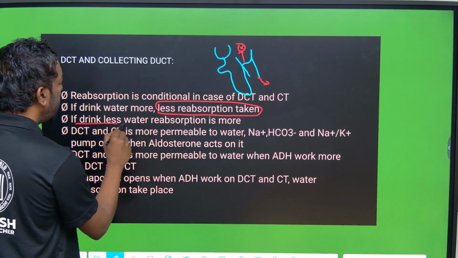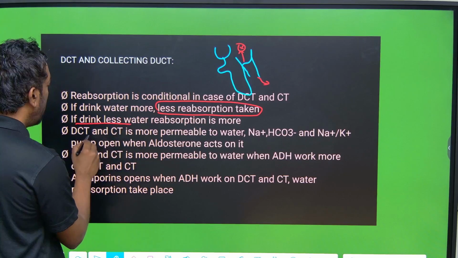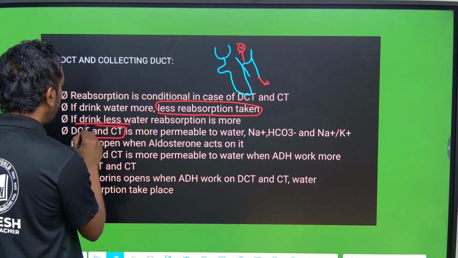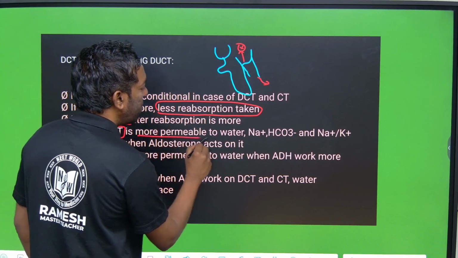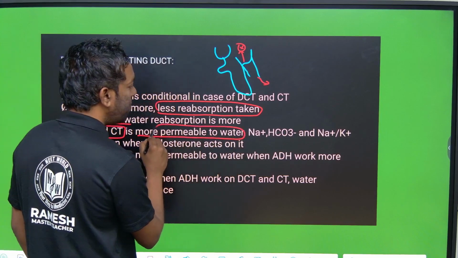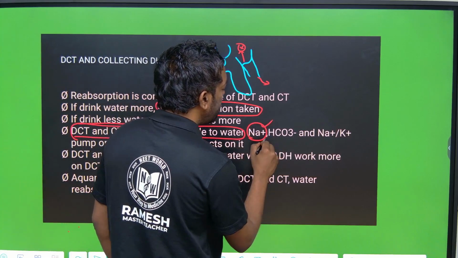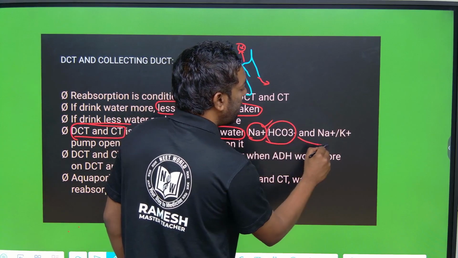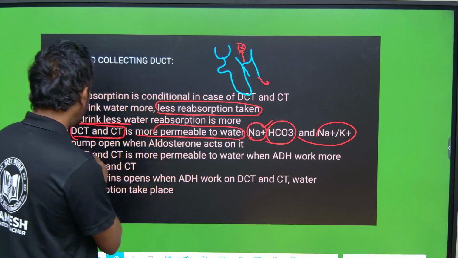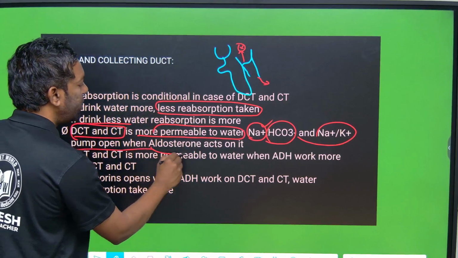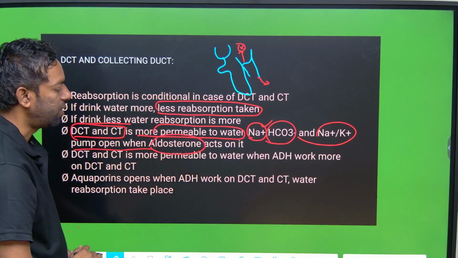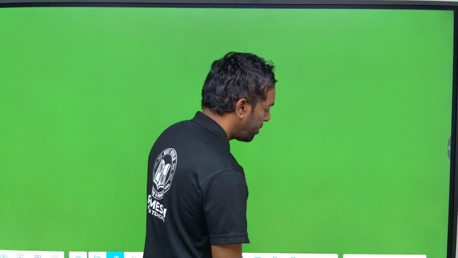If we drink less water, the DCT and collecting duct become more permeable to water, and in that way sodium, bicarbonate and the sodium potassium pump open when aldosterone acts on it. We are going to discuss it, guys.